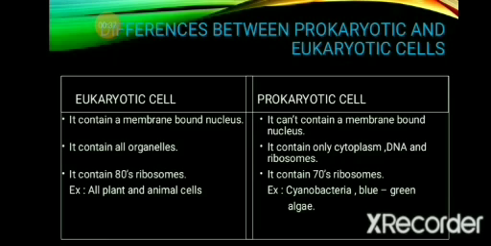Eukaryotic cells contain 80S ribosomes. Example, all plant and animal cells. But prokaryotic cells contain 70S ribosomes. Example, cyanobacteria, blue-green algae.